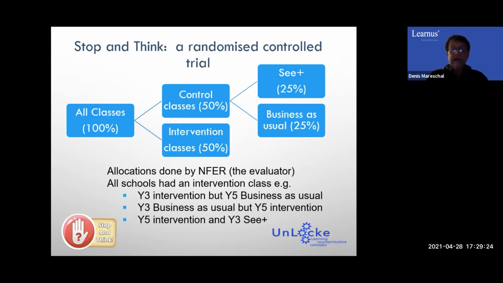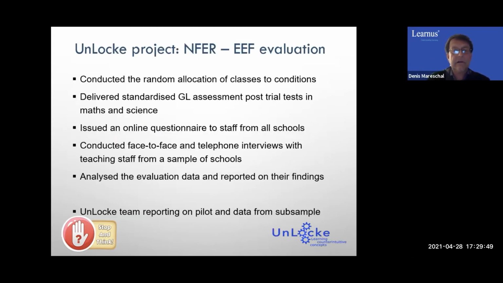conditions. And that's really important because lots of schools are attracted to a program because they think it's really cool and has potential. And then if you allocate them to the business as usual control and tell them they're in the condition that doesn't get the intervention, they're not happy. So in this way, every school always had part of the promising intervention. So Derek, next slide.